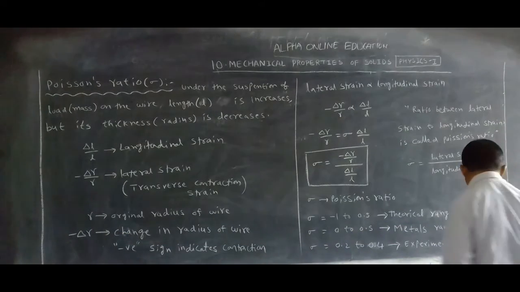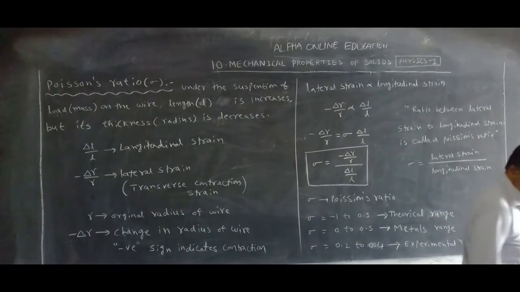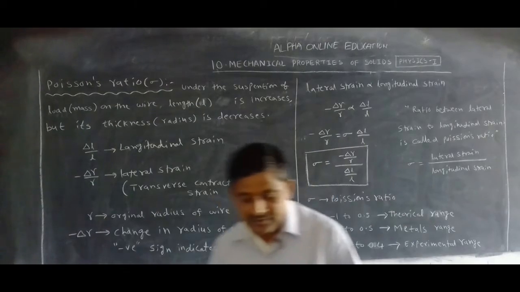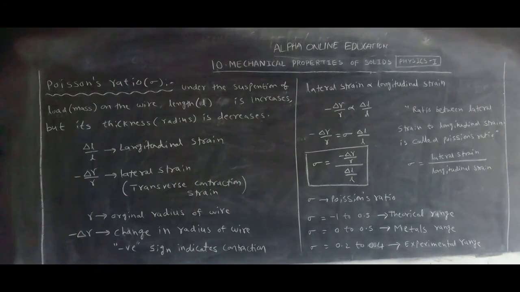Okay, right, this is about Poisson's ratio. This is also important for problem purposes. We have one problem; we get it 3-4 times in the examination under a 2 marks question.